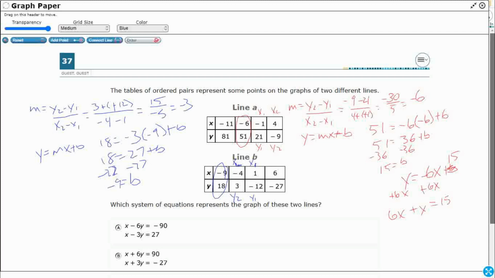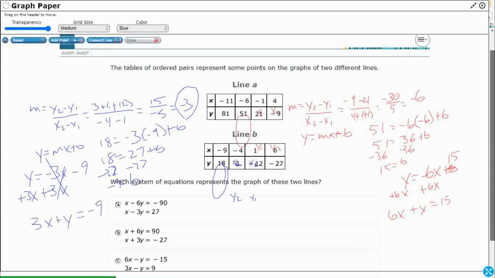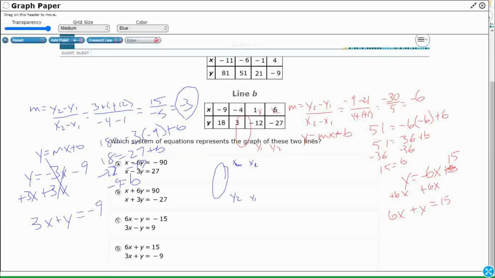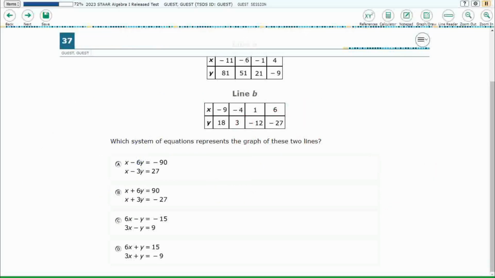All right, so if I want to rewrite this, I can say y equals, my m is -3, -3x minus 9. Once again, I need my standard form. So let's add the 3x over here to get that. So 3x plus y equals -9. Let's see if that's our second one down there. And there we go. So that is our answer D.